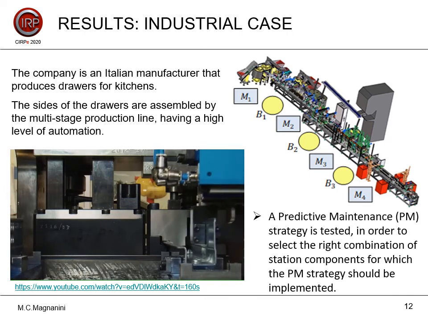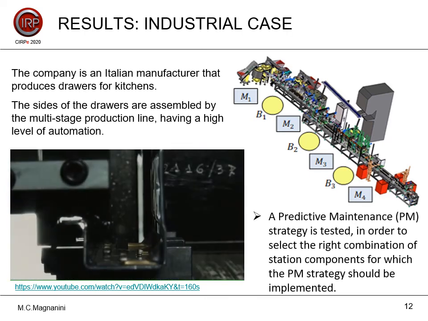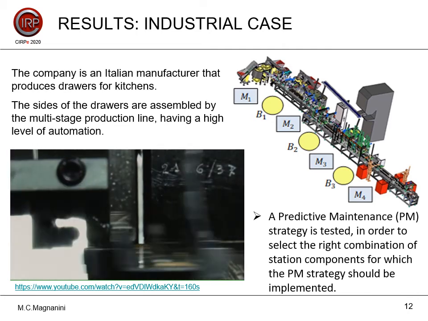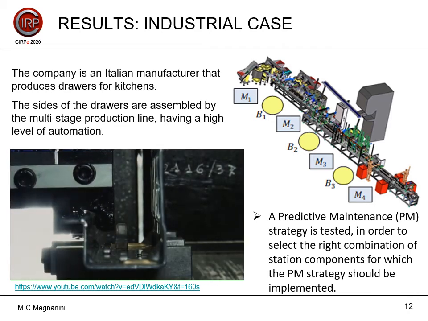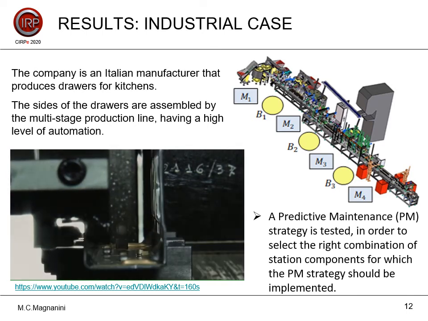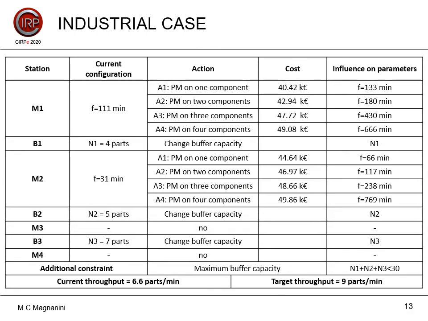Now, this company wanted to test a predictive maintenance strategy in order to select the right combination of station components for which the predictive maintenance strategy should be implemented. The complete set of possible actions is provided in the table. In total, 5 machine configurations can be tested, which includes the base case and the 4 improvement actions. Each action has a different impact on the mean time to failure. However, the overall impact on the system performance, such as the throughput, is not known in advance.